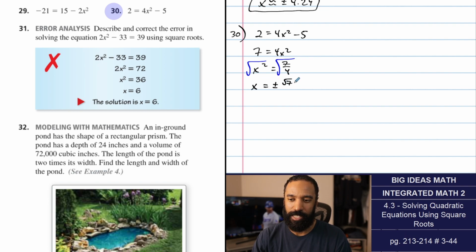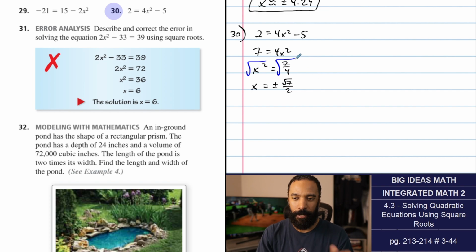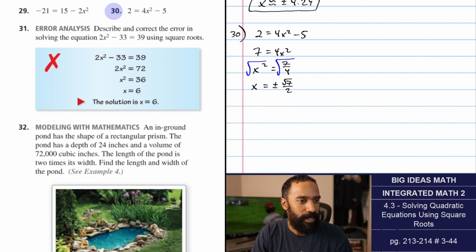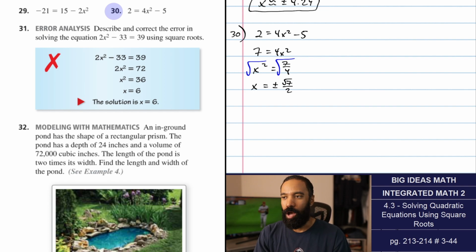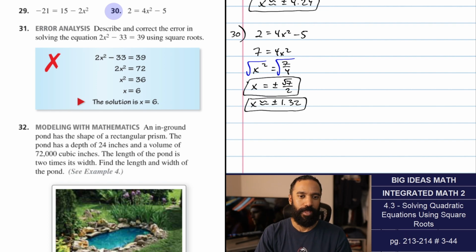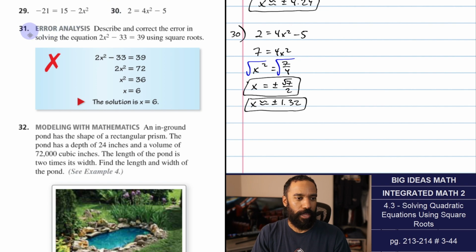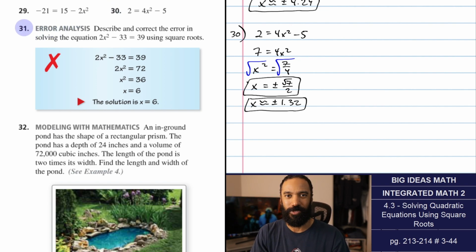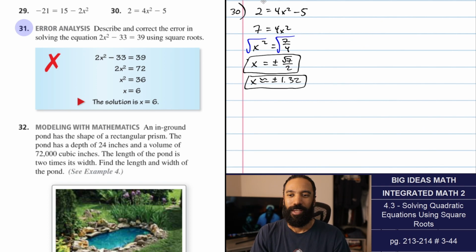Square root of 7 is exactly that. Square root of 4 is 2. So let's go ahead and compute what that's going to look like. About plus or minus 1.32. Okay, exact, approximated, all good. All right. I think we're about 2/3 of the way done, which is pretty cool. It's the shortest section yet so far.